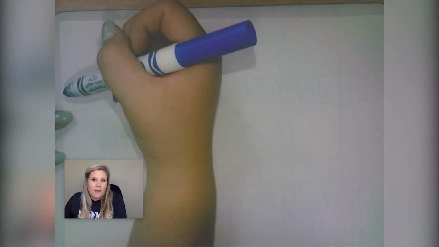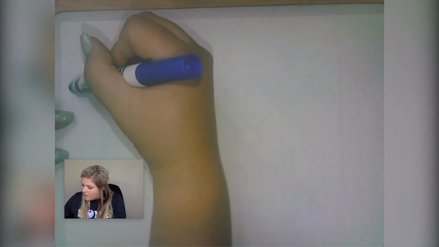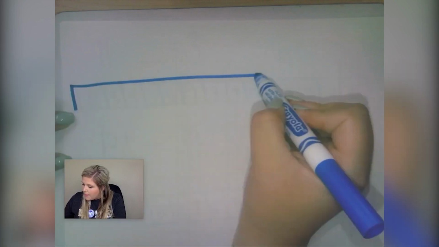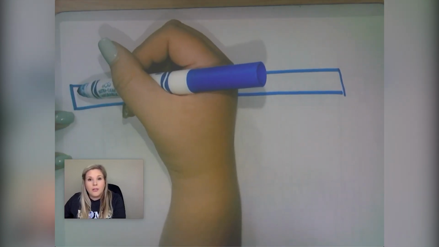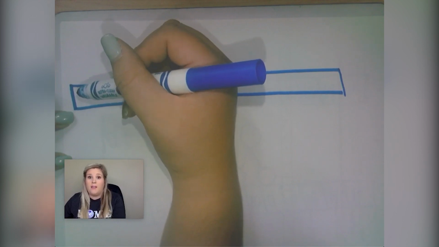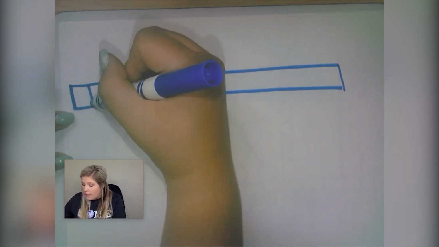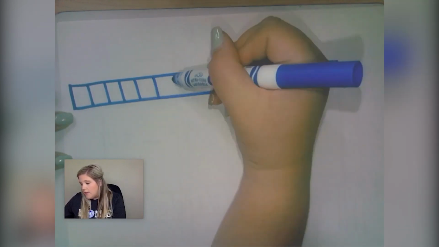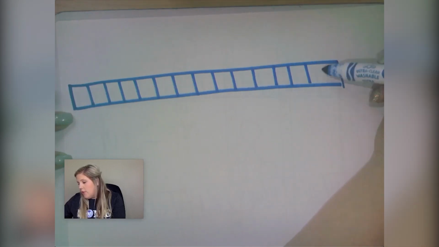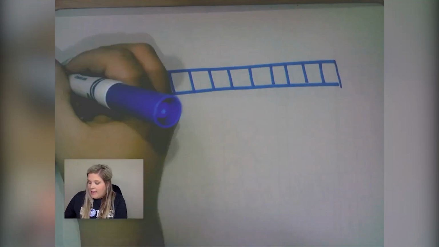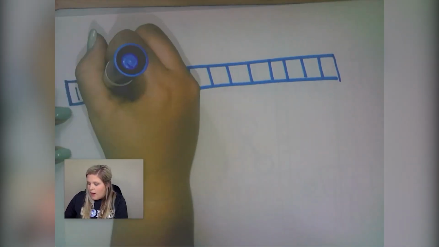I'm going to model for you how to do one, and then together we will create the other two. To begin that number path, you want to draw a long, skinny rectangle like this. And then you will draw your vertical lines, and you need 14 to make 15 numbers on a number path. 1, 2, 3, 4, 5, 6, 7, 8, 9, 10, 11, 12, 13, 14. And the last step is to go back and add your numbers.